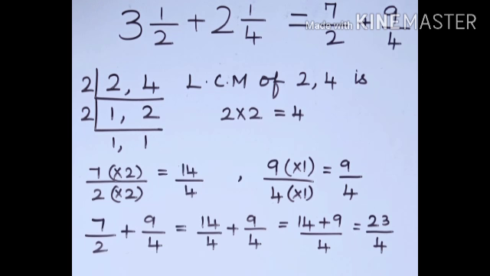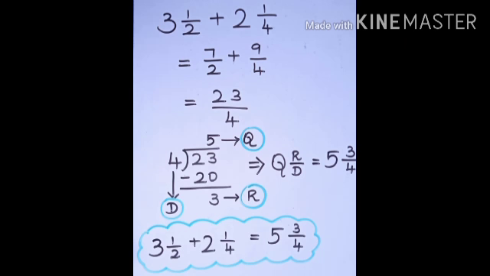which is equal to 23 by 4. We need to give the answer in the mixed number, so we are going to convert this improper fraction 23 by 4 into mixed number. So start dividing 23 by 4. Here we find that the quotient is 5, the remainder is 3 and the divisor is 4. Hence we write 23 by 4 is equal to 5 3 by 4. Finally, we have arrived at the answer 3 1 by 2 plus 2 1 by 4 is equal to 5 3 by 4.